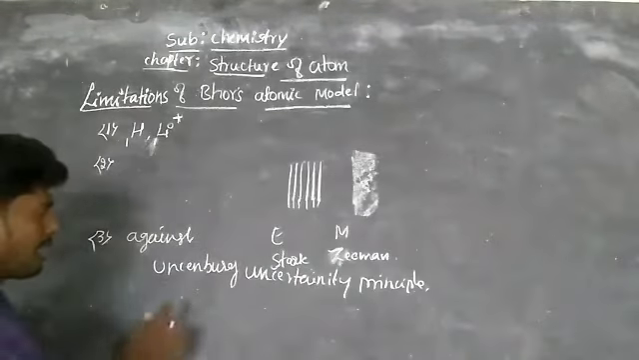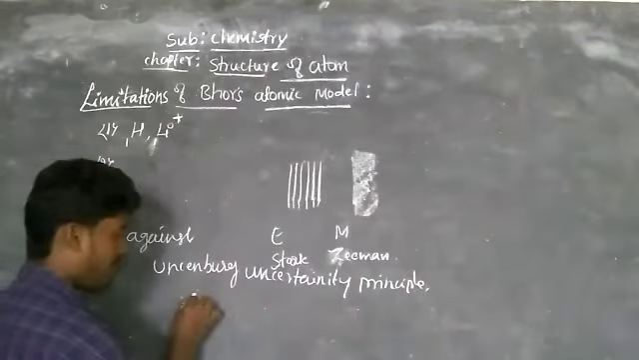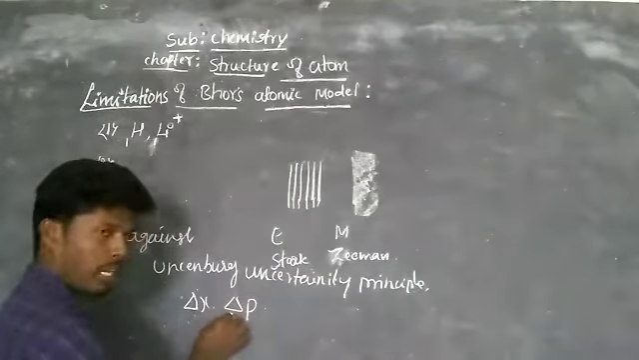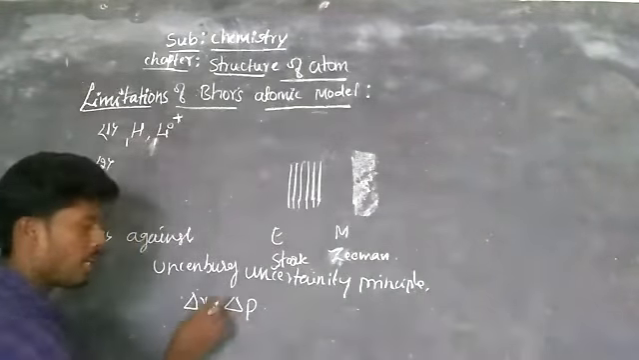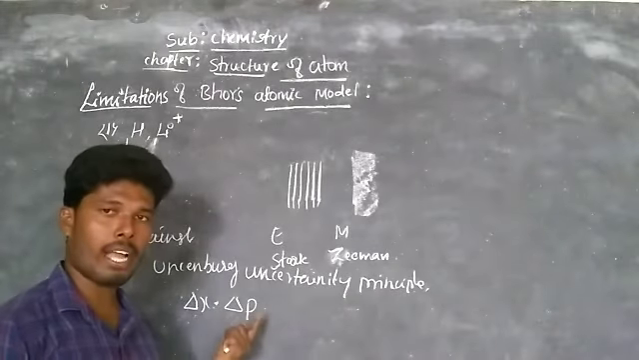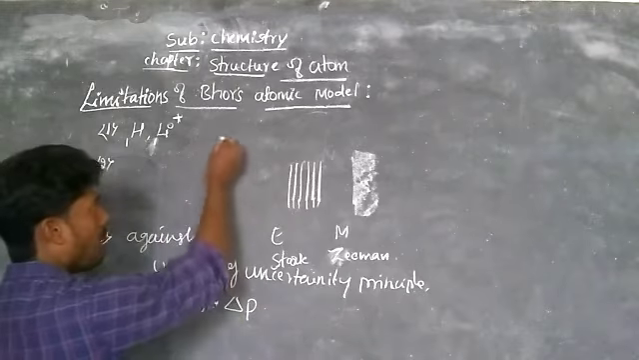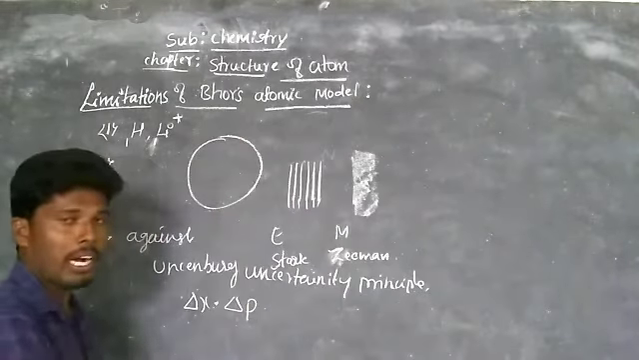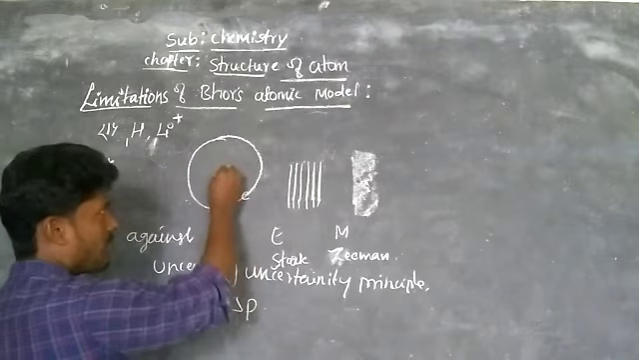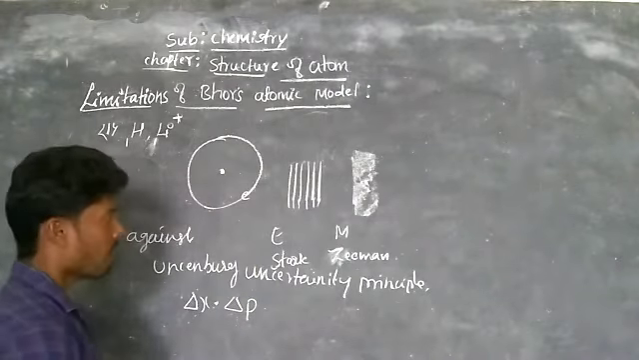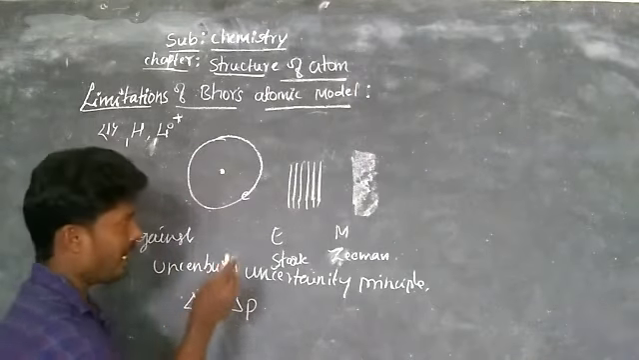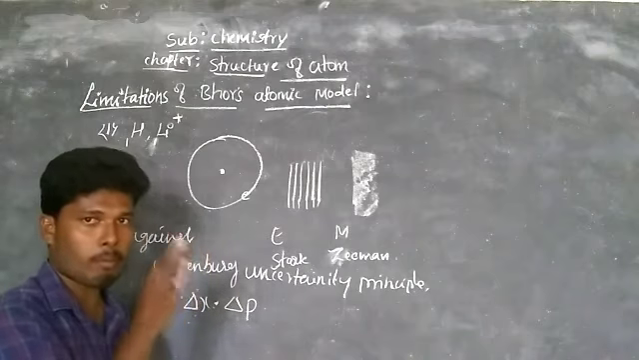The uncertainty principle says that the change in position and momentum cannot be measured simultaneously for a moving electron or any object. If you take an orbit, this is an orbit. In this orbit, the electrons are moving. This is the center of the orbit. Now observe, if the electrons are moving in an orbit, we can find its velocity. We can't find its position, right?